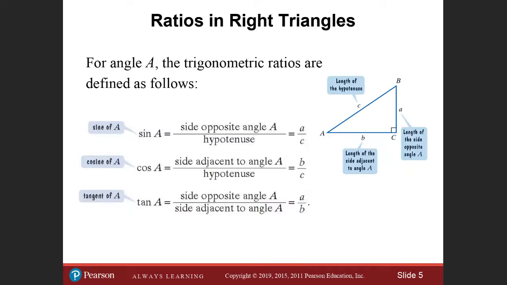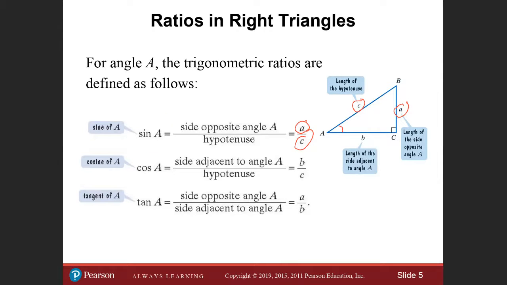Okay, next we need to learn the trigonometric functions. So we have here the first three. So we have sine A. So here's our angle A. Sine A is the side opposite angle A, so that would be our small letter A here, all over the longest side, which is the hypotenuse, C. So we have C here.